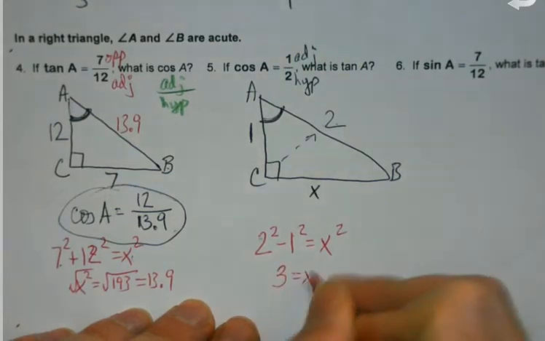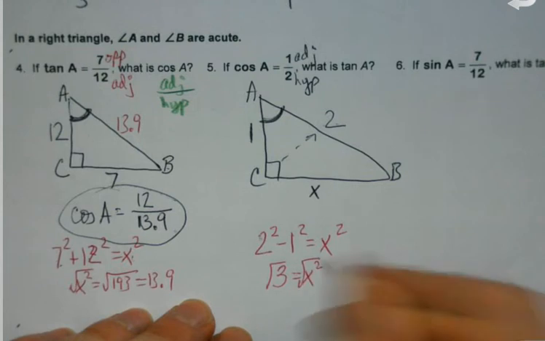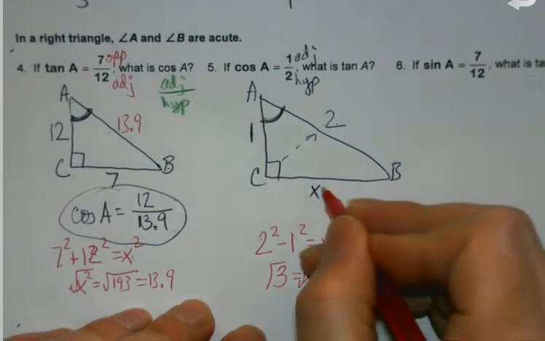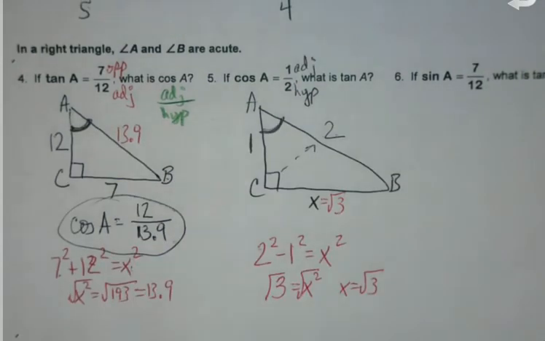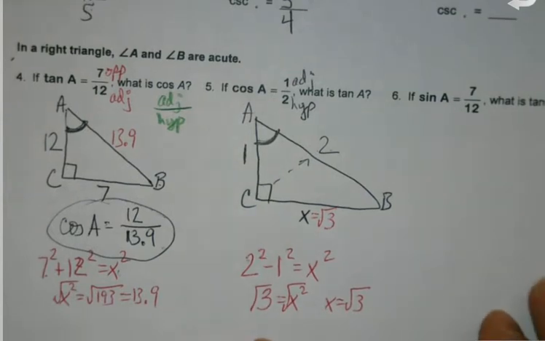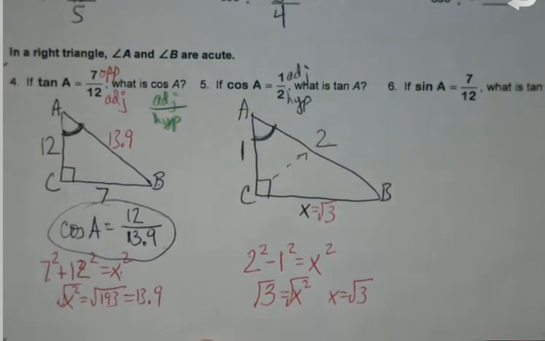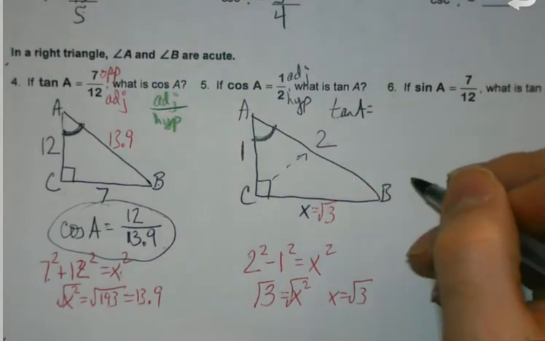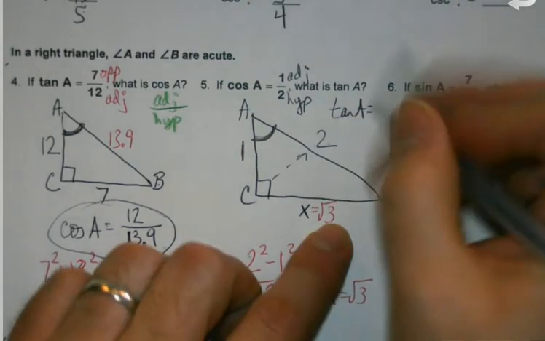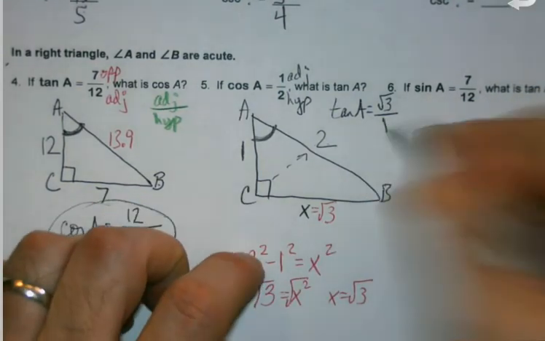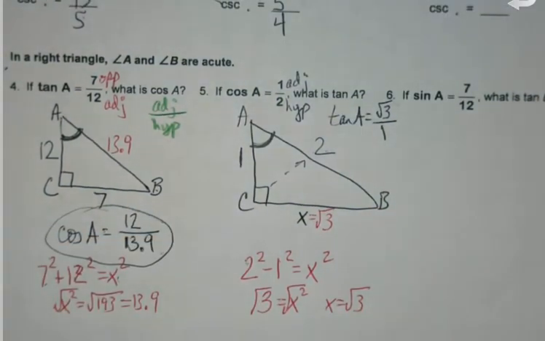In this case, with the square root of 3, you can actually leave it that way. You can say, okay, this is the square root of 3. And you could have done that in the last one too with the square root of 193, but some of you said 13.9 already, so I'm like, okay, we can work with that. And so my tangent of A is opposite, square root of 3, over adjacent, one.